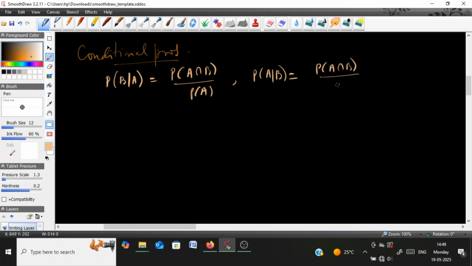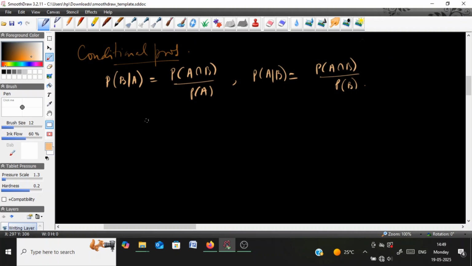Okay, we were discussing conditional probability in the last class. So we've seen that the probability of event B given event A has occurred is given by probability of A intersection B over probability of A. And similarly, probability of A given B is probability of A intersection B over probability of B.